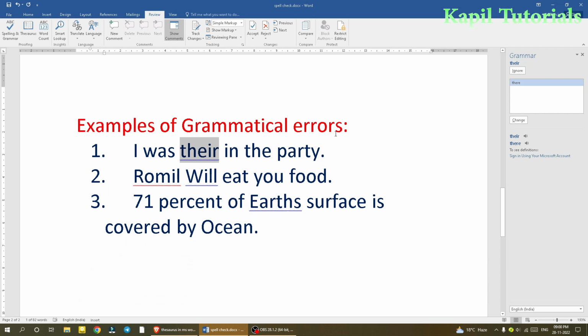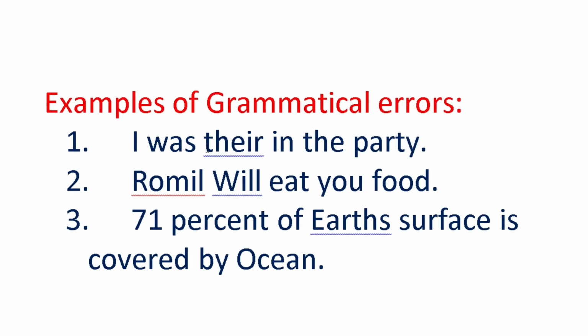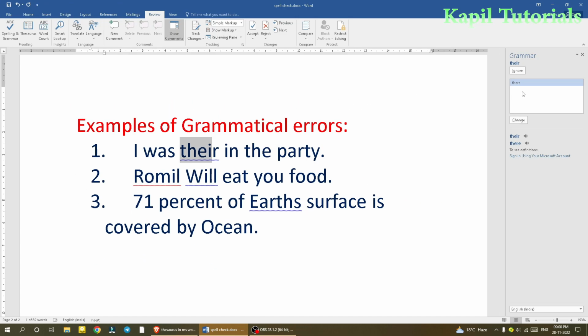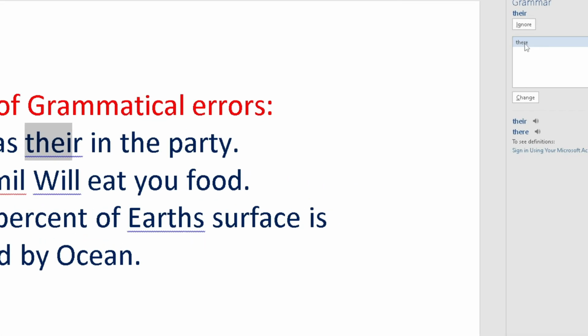Examples of grammatical errors. I told you that whenever there are any grammatical errors, they will be indicated by the blue wavy line. Here it is written, I was there in the party. According to the built-in dictionary, it has been confused that it should not be this "there". So it is giving the option here, you can see, it should be "their". So I can click on change.